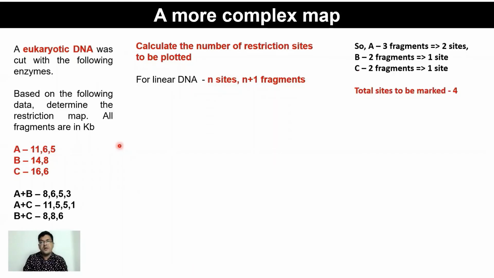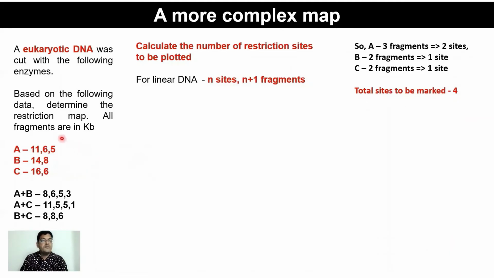So here you are, A giving you 3 fragments, which means there are 2 sites for A. B gives you 2 fragments, which means n plus 1 equals 2, or there is 1 site for B. C gives you 2 fragments again, which means n plus 1 equals 2, or n equals 1. So total sites to be marked on the map now are 4 in number, right?